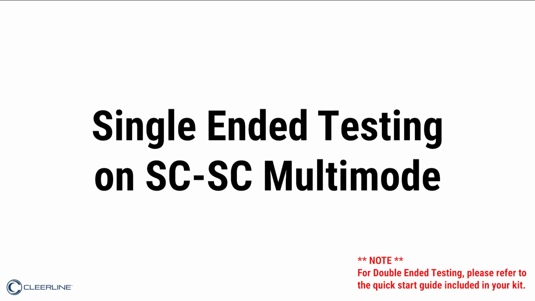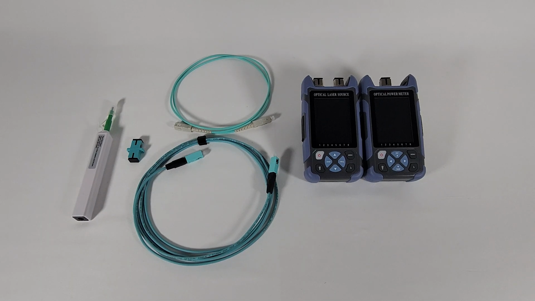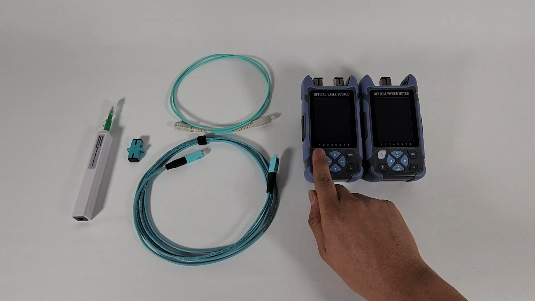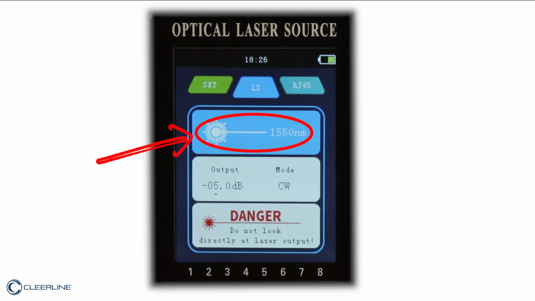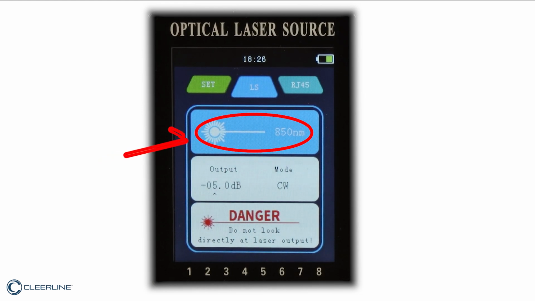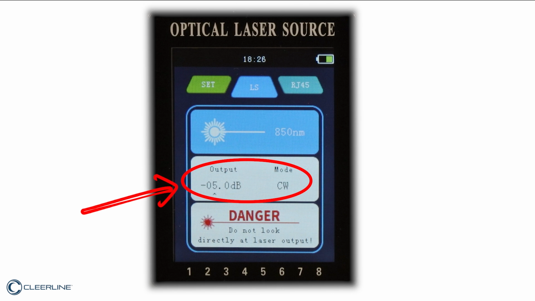Now let's begin testing our SC to SC multimode fiber utilizing the SSF-TKITP-500 test kit. Let's start by powering on the OLS and confirm that the auto off function is not set to on. Select the wavelength necessary for this test, in this case 850. Also ensure that the output power is set to -5 dB and the frequency mode set to CW. For instructions on how to set the output power and mode, please refer to the instruction manual included in your kit.